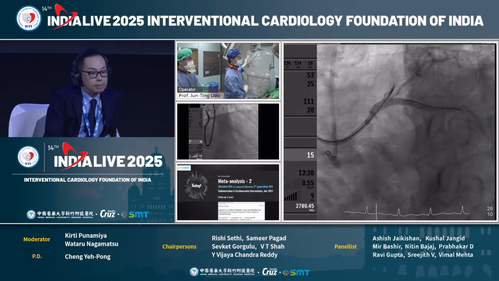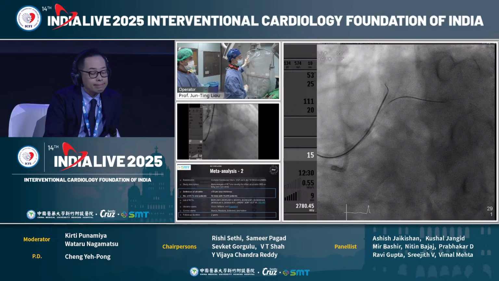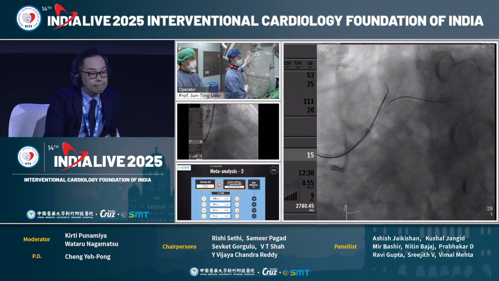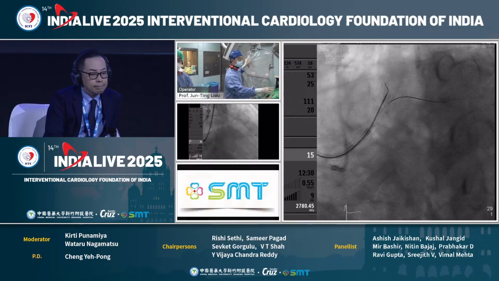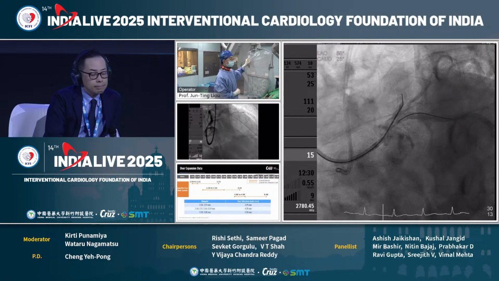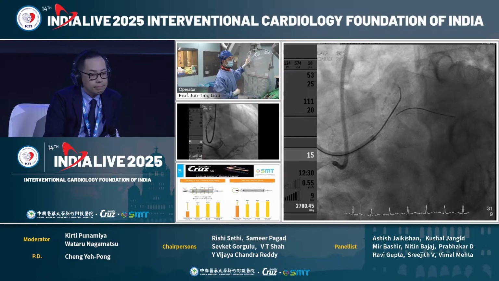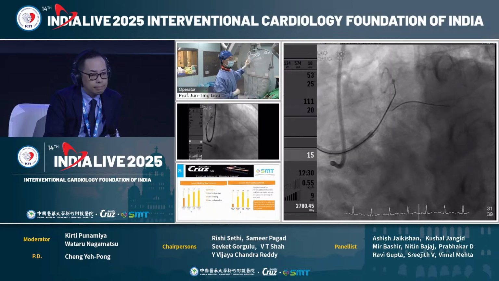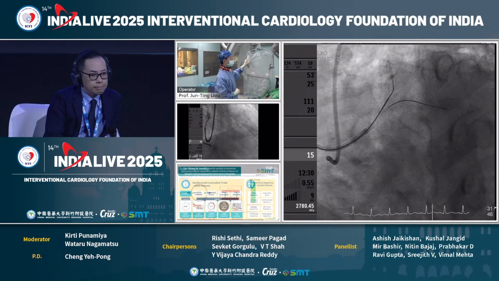Okay, we tried many times. We failed. So we moved to the Guidezilla second wire and go directly according to the spider view. We can see the cascade straightforward to the CTO lesion. We use the second wire and advance slowly, maybe made some progress, and we need to approach the bifurcation of the LAD and the diagonal. Maybe we can move to a frontal view.